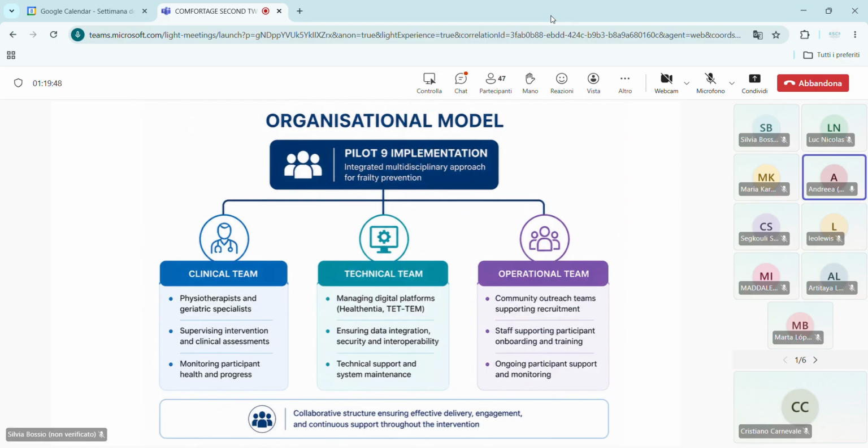Delivery relies on 3 teams working in parallel. We have the clinical team, the physiotherapists and geriatric specialists. They supervise the intervention and monitor participants' health. We have the technical team that manages the digital platforms, the data integration, and system maintenance. And then the operational team that handles the recruitment, onboarding, training, and they offer ongoing participant support. Together, they form the collaborative structure.